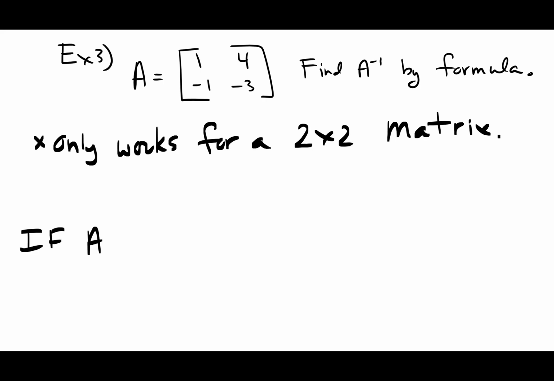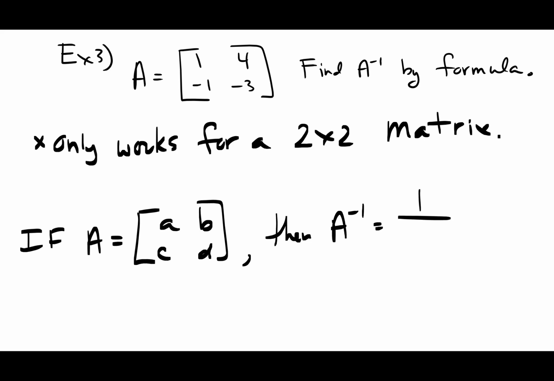So here's what the formula is. If A is A, B, C, D, then to find the inverse of A, all we do is this. It's 1 divided by A times D minus B times C. And notice what happens to the matrix. Look at this: D, B, C, A. And this is still not the fastest way to do it, but we still need to know at least there's a formula for it.